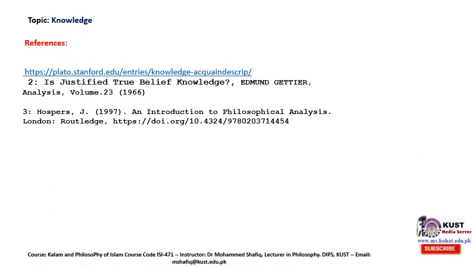These are the references: the Stanford Encyclopedia of Philosophy, and in the previous lecture we discussed Edmund Gettier cases. You must read what knowledge is and what the different epistemic theories about knowledge are. A very good book is John Hospers's An Introduction to Philosophical Analysis.